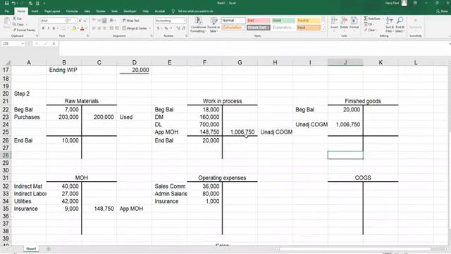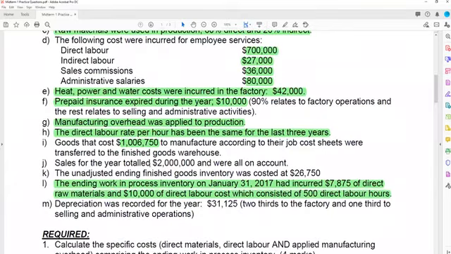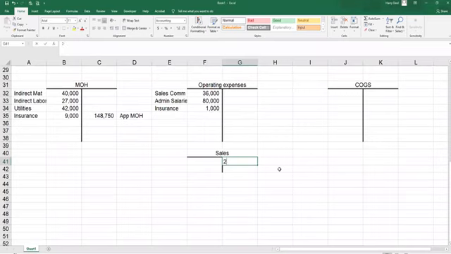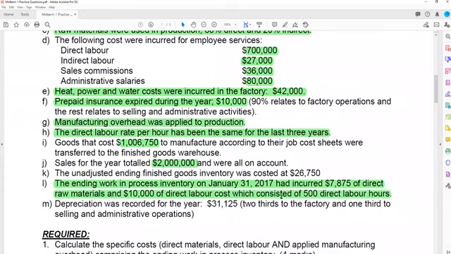So goods are completed, taken out of work in process, added to finished goods inventory. Sales for the year totaled $2 million. So that's a simple T account. Just got to remember to put the sales on the credit side. Sales are revenue. You got to put them on the credit side of the T account.